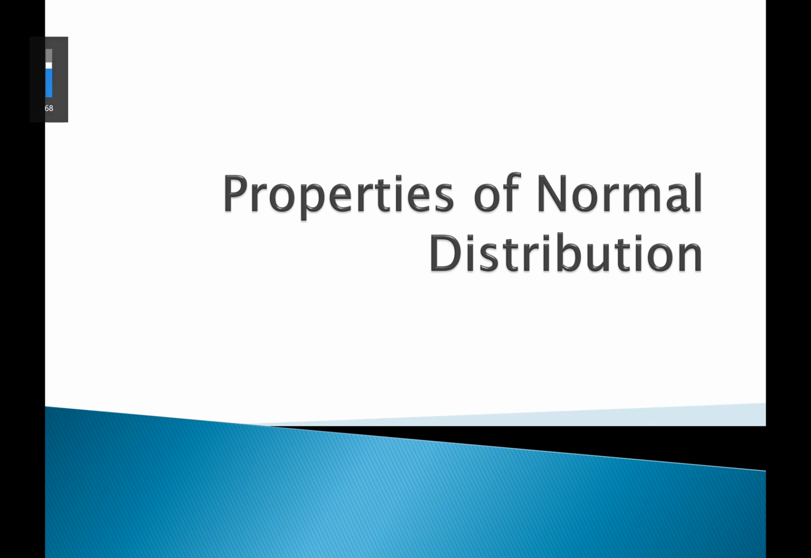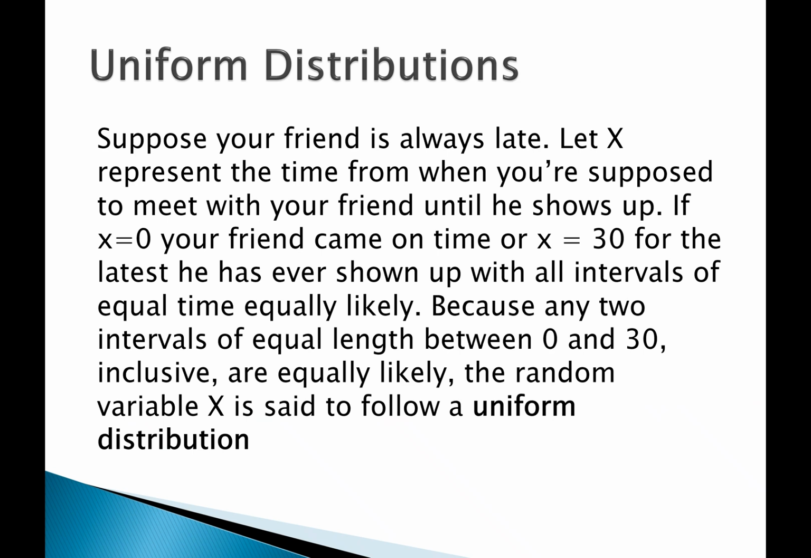So the first part of this video, we're going to talk about uniform distributions, but overall this section is called properties of normal distributions. So what is a uniform distribution? Suppose your friend is always late, and X represents the time from when you're supposed to meet your friend until the time he shows up.